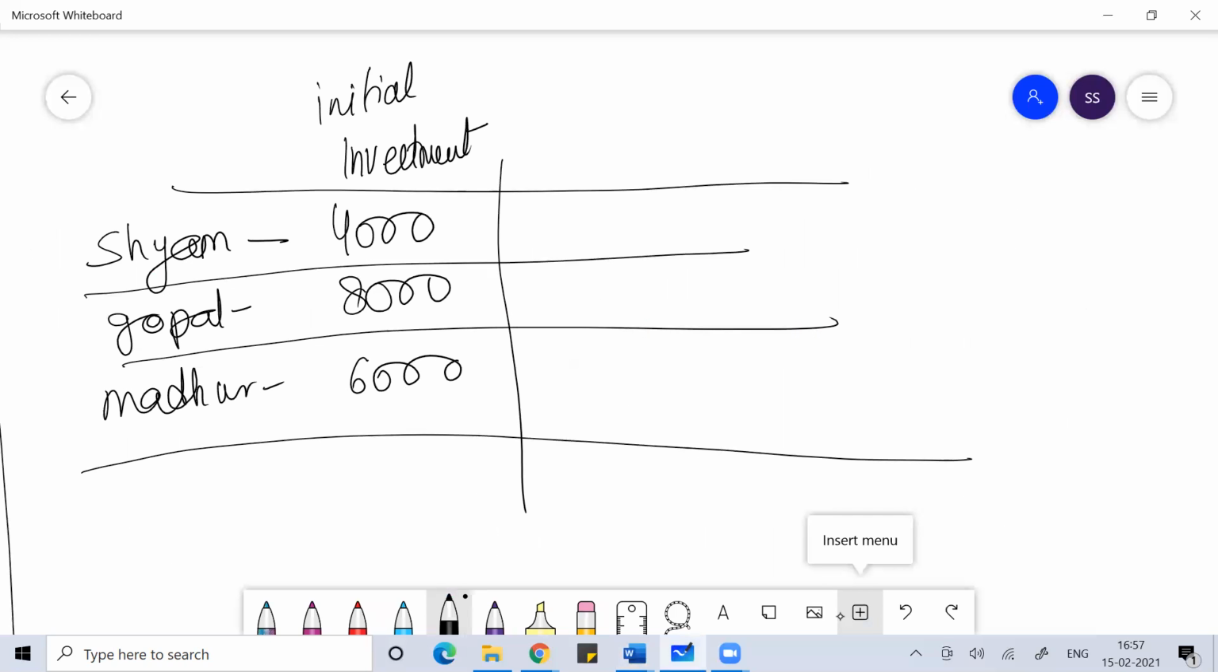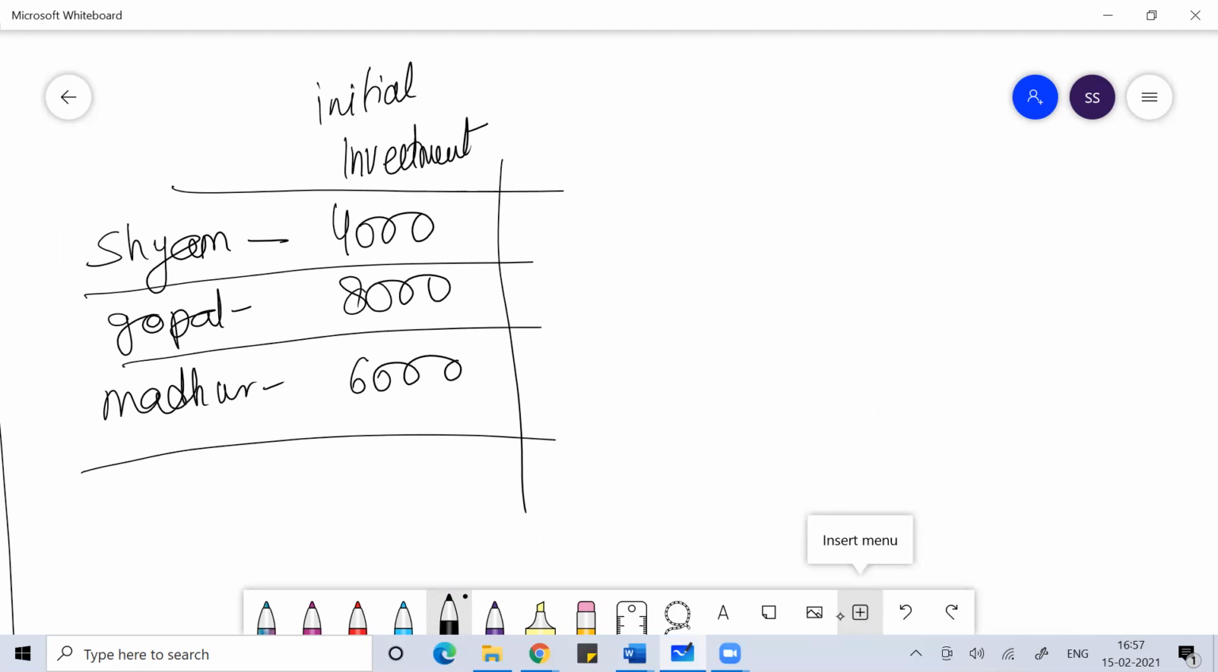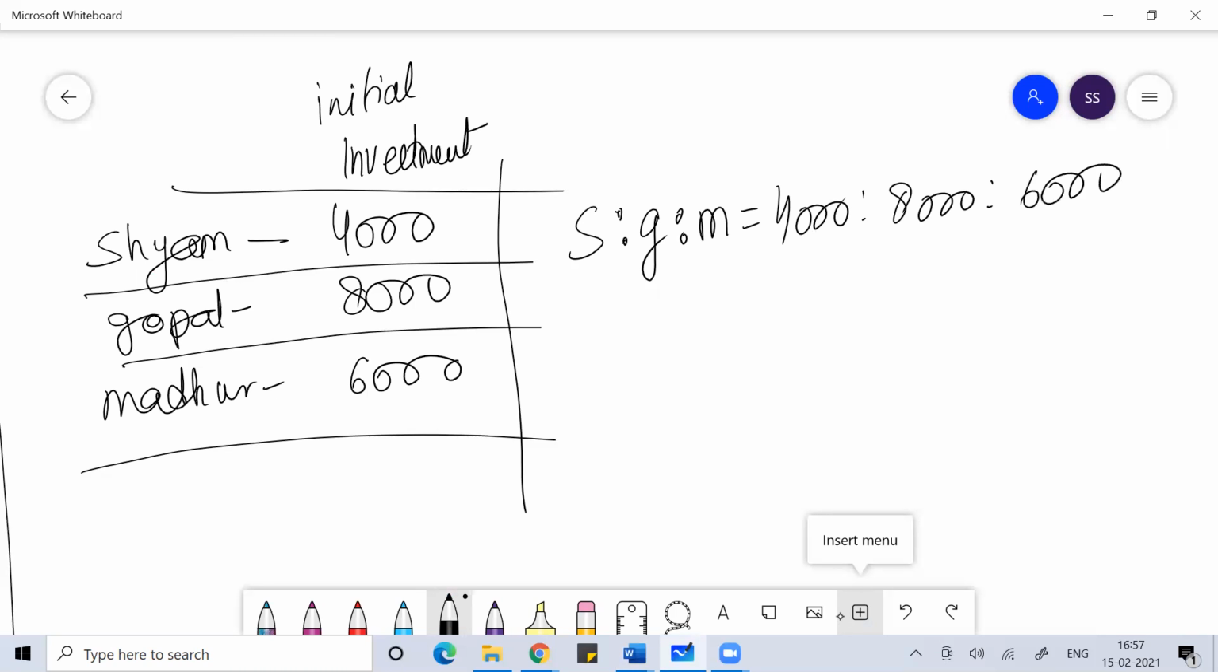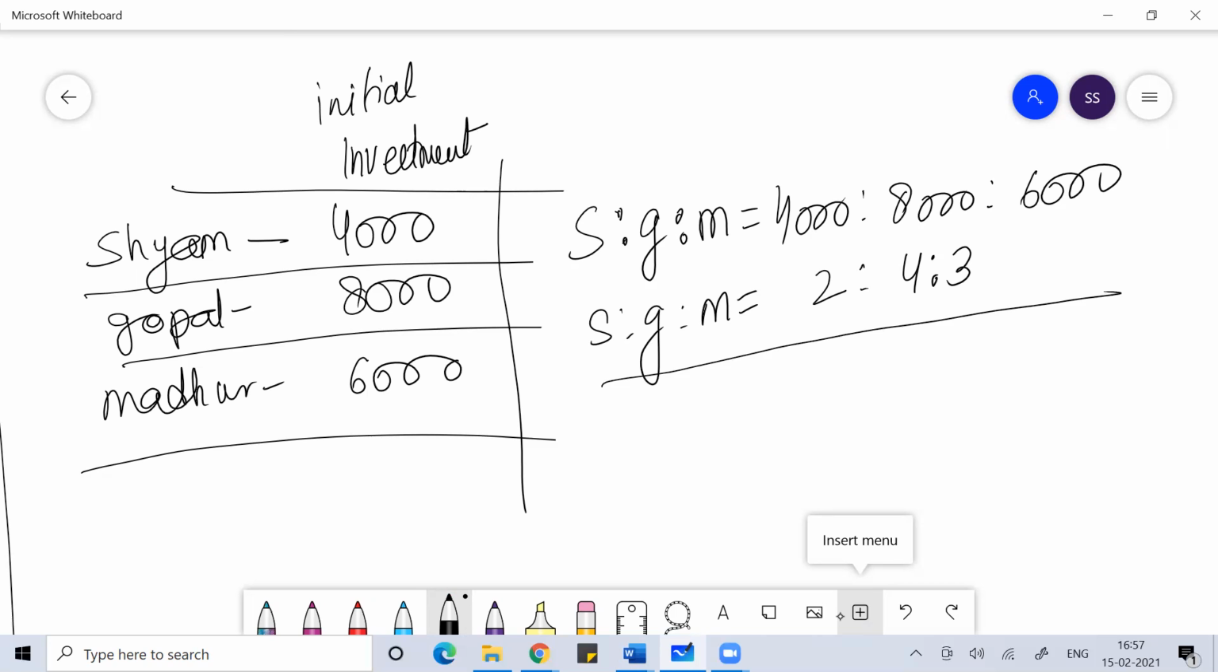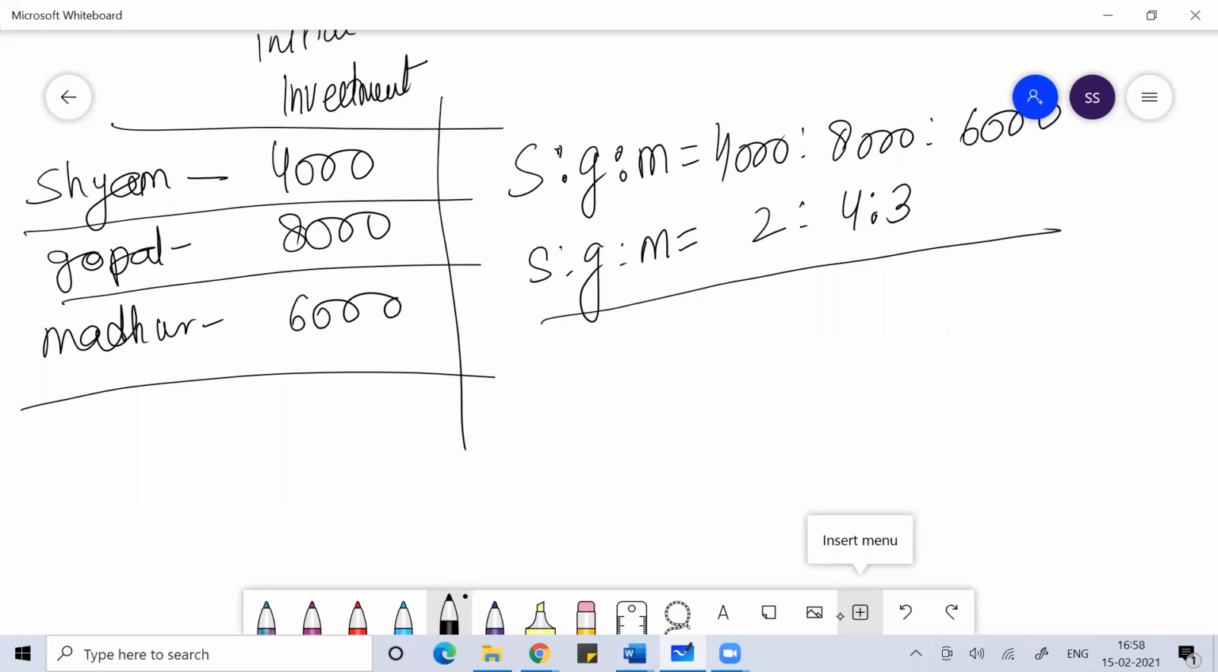I hope you're understanding. So here, when we talk about profit sharing, the time period is not mentioned. So the ratio in which we share profit among Shyam, Gopal and Madhur is 4,000 is to 8,000 is to 6,000. So the ratio of Shyam is to Gopal is to Madhur would be 2 is to 4 is to 3. In this ratio, we talk about profit sharing. Because Shyam is the working partner, he took 20% of the money upfront. So the remaining 80% will be divided among Shyam, Gopal, and Madhur in the ratio of their investment.